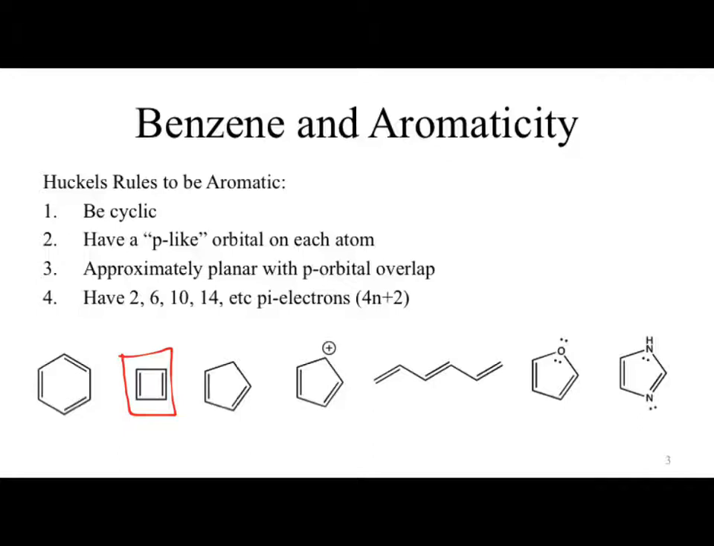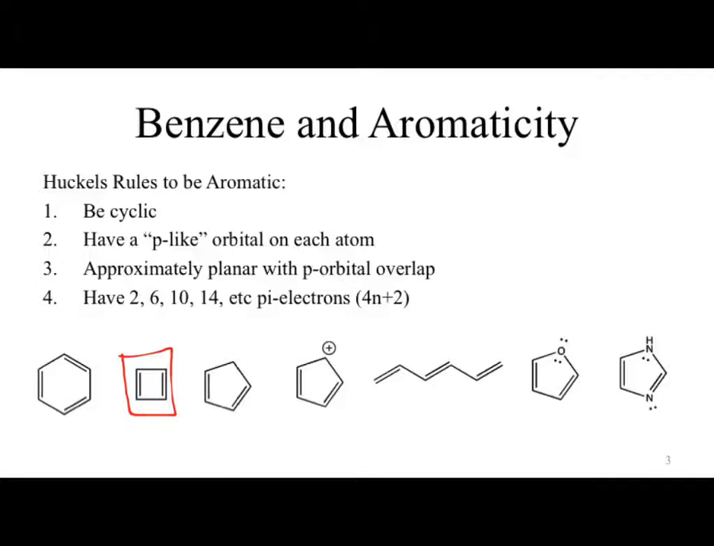Okay, it's cyclic, so that rule is fine. We have p-like orbitals on each atom. Each of those carbons is sp2 hybridized. It is planar. There's nothing we can do about that. And then how many electrons does it have? 4 pi electrons. That does not match our rule number 4. We have to have 2, 6, or 10, which means it invalidates Huckel's rule. We're not aromatic.